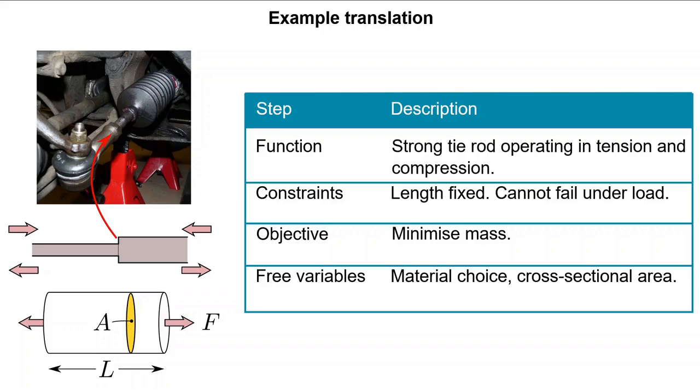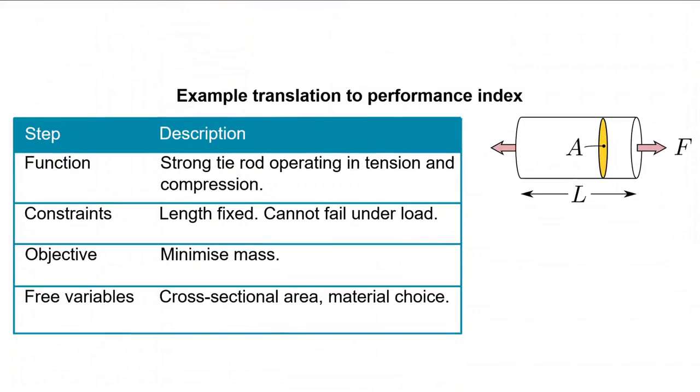We have what we need now to formulate a performance index. The first step is to generate some equations which reflect the constraints and objectives, with some guidance from the free variables. If we don't want the tie rod to fail due to plasticity, then any force being applied over any area must be less than the yield strength. That handles our constraint. Next, if our objective is to minimize mass, then we'll need an expression which identifies what it is. The volume is the area times the length, multiplied by the density.